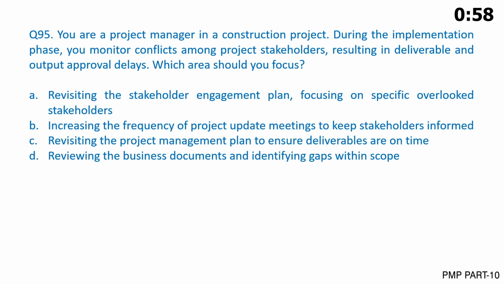You are a project manager in a construction project. During the implementation phase, you monitor conflicts among project stakeholders, resulting in deliverable and output approval delays. Which area should you focus on? A. Revisiting the stakeholder engagement plan, focusing on specific overlooked stakeholders. B. Increasing the frequency of project update meetings to keep stakeholders informed. C. Revisiting the project management plan to ensure deliverables are on time. D. Reviewing the business documents and identifying gaps within scope.